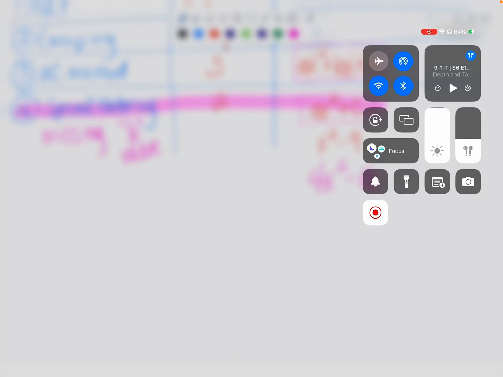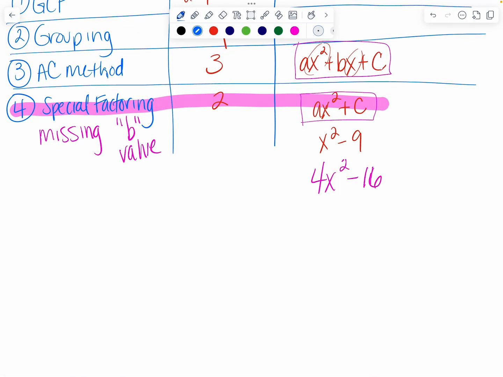All right, guys, in this video, we're going to be going over our special factoring, which is missing our b value. When we have that ax squared plus bx plus c form, we're actually missing this b term, right? So something like x squared minus 9 or 4x squared minus 16. So we're missing that middle term that just has the x on it. This is probably the easiest of all of the factorings. So let's take a look.